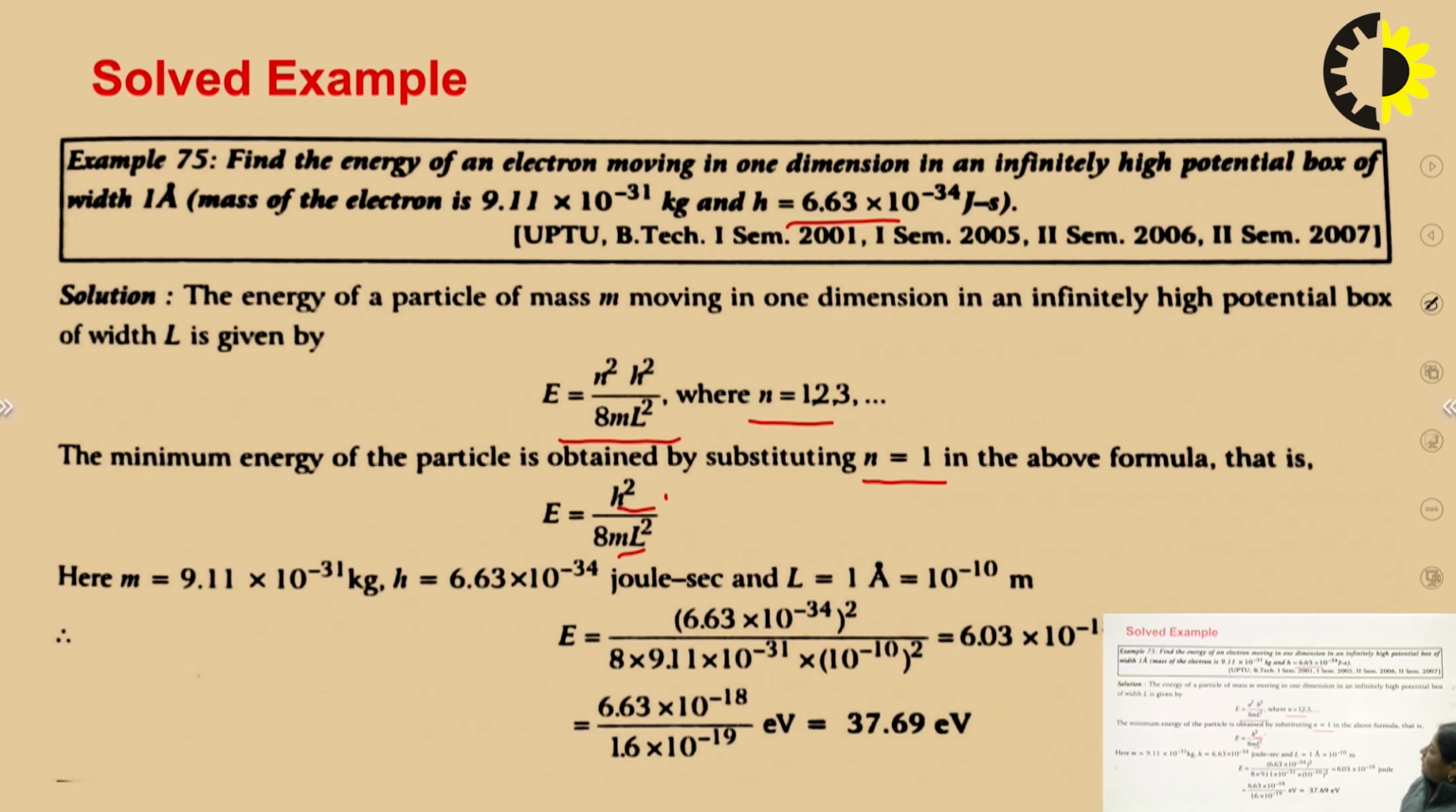And L is given as 1 angstrom, so we will substitute this in terms of meter. And we will solve these values and we will obtain the values in joules like this. Further, it has been converted into electron volts, because mostly the energies are mentioned in electron volts. So therefore, it has been converted.